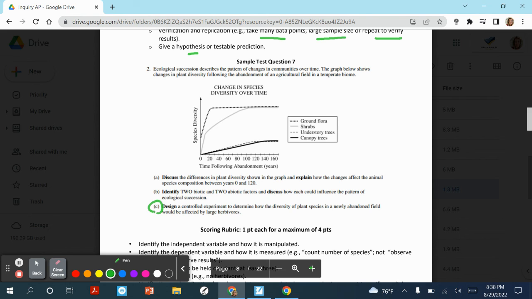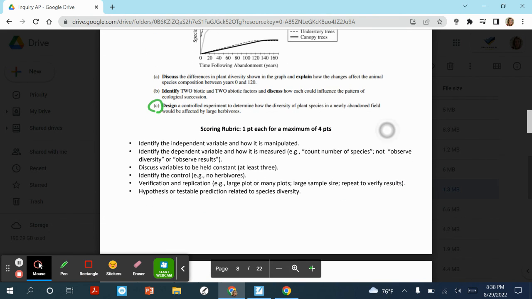So again, to get points for designing an experiment, these are the things that you would have to mention. I just list them here. You have to tell me what to change, what to measure, variables to be held constant, and identify a control setup. That would be maybe a field with no herbivores to compare to a field with herbivores, looking at the number of plant species. I'd also have to say make sure we use a large field or a large sample size, repeat, etc. And I'd have to give a hypothesis.